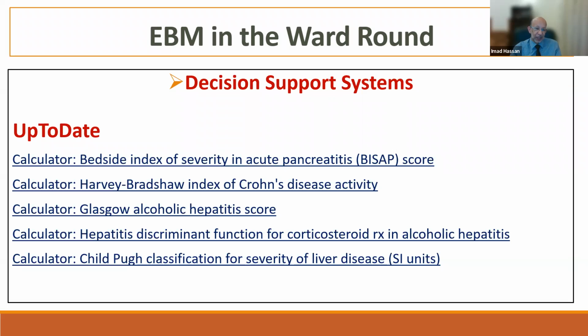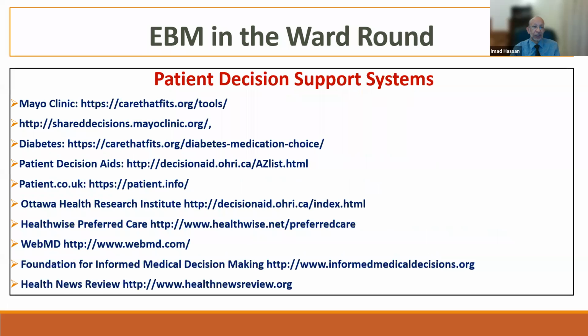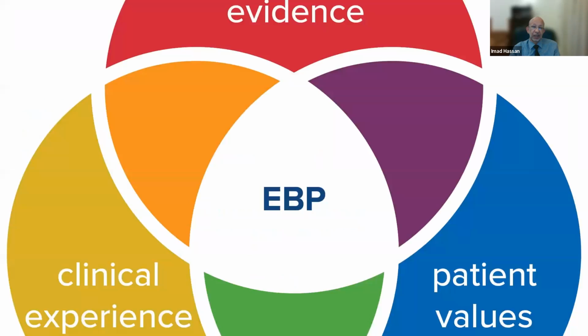Or somebody with heart failure, look at their NYHA class. If you have somebody with an ABG, you can put the ABG findings in, and it tells you what type of acid-base imbalance the patient has if you're in the ICU. So you can use a calculator. There are many resources for patient decision support systems, and this is important for patient-centered care, right? So an evidence-based ward round is easy to do.